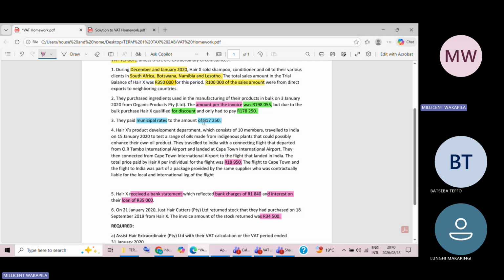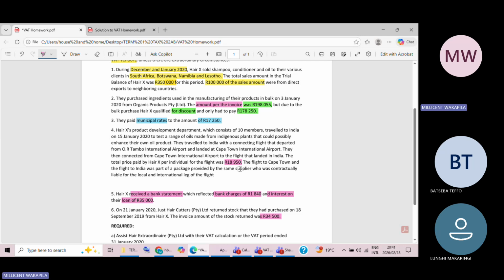Your municipal rates, you don't really have to know whether it was an invoice balance or trial balance, because at the end of the day, it's a zero rated supply. Your 18,000, it's international travel, so you don't really have to know whether it was an invoice or not, because at the end of the day, it's also a zero rated supply.